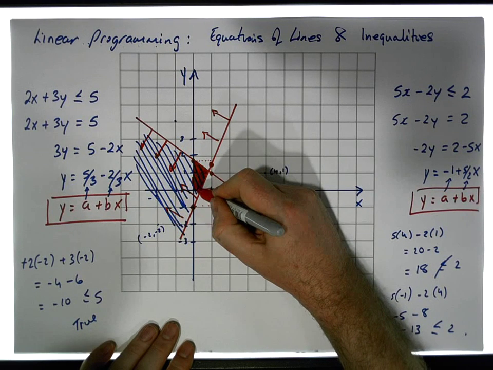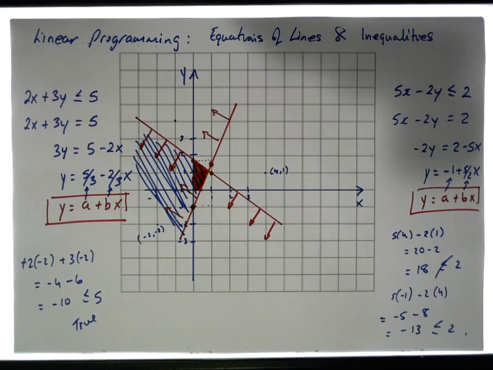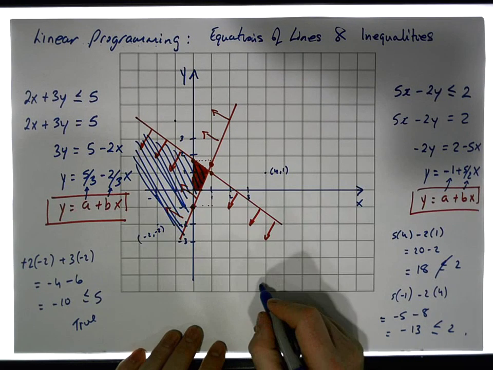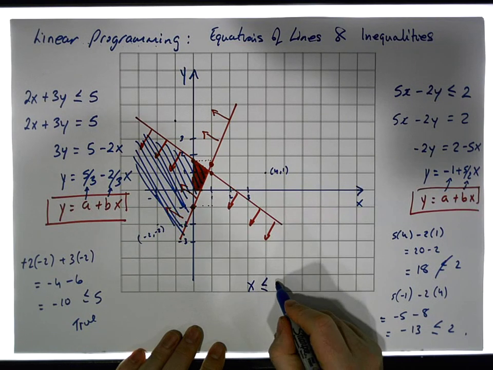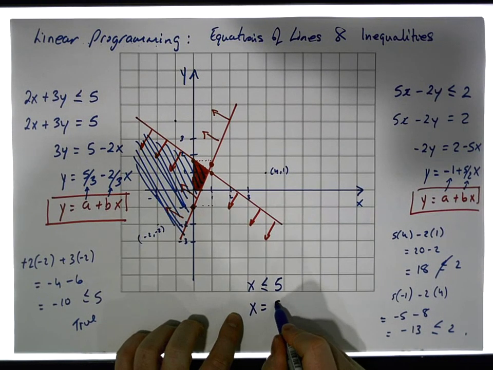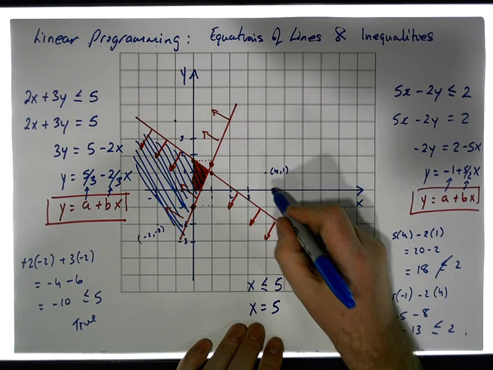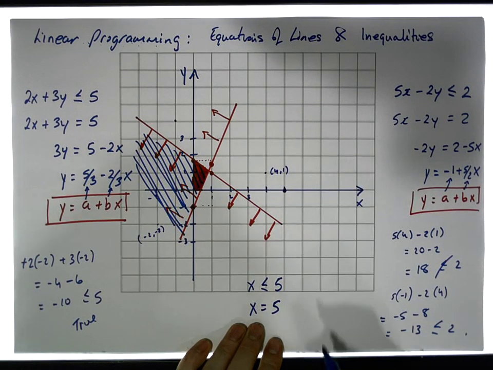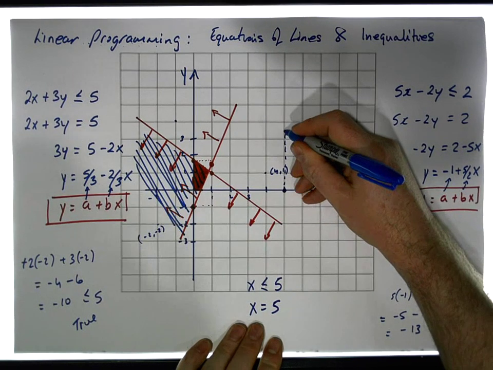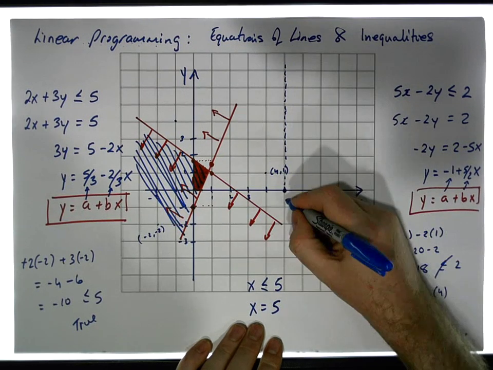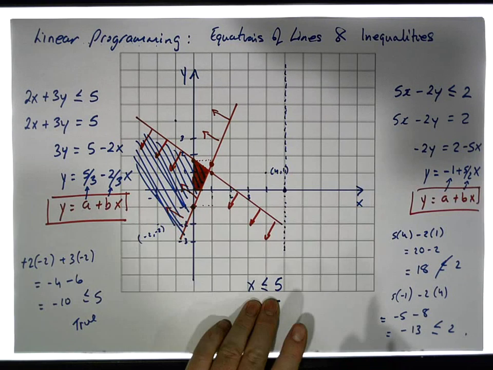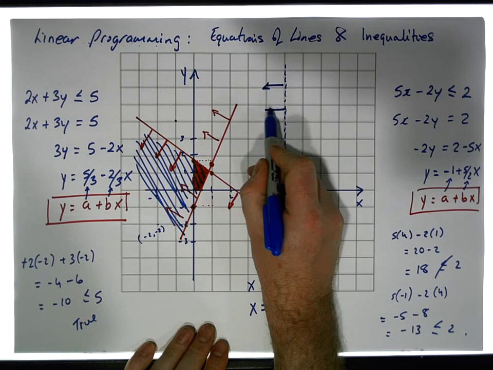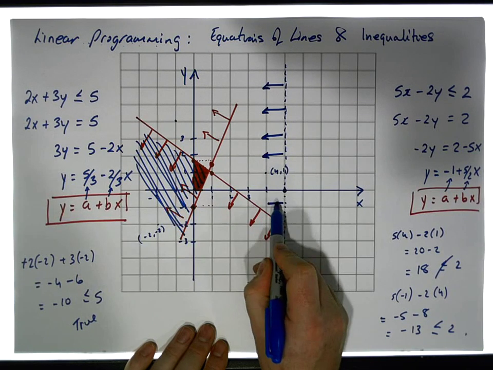Let's have a look at some other important lines. Let's say the line where x is less than or equal to, for argument's sake, 5. Let's have a look at when x is equal to 5. There's 4, here's 5. There's where x is equal to 5. All along here we have x equals 5, and we're interested in values of x less than or equal to 5. So from an inequality perspective, this is talking about this part of the plane here. That's important.